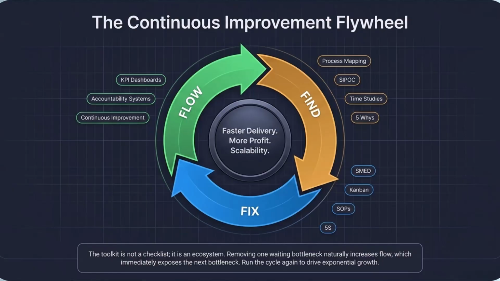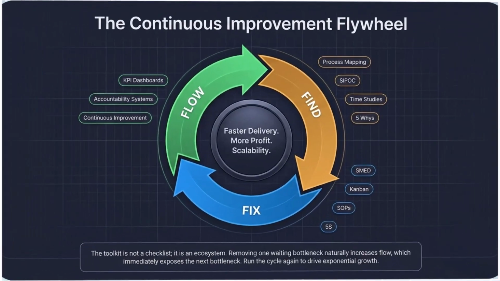Then around the fixes, you can use single minute exchange of dies if you're in manufacturing. You can use Kanbans, SOPs, 5S. All of those tools can work independently or together to make things a really robust way to fix your issues. And then overall, if you want to track things going forward, you're going to have some kind of measures around KPIs, some form of accountability as far as audits and stuff are concerned, and then some way that you can have a continuous improvement mindset, that you're always trying to fix things as you go through a process. So that's how everything fits together.